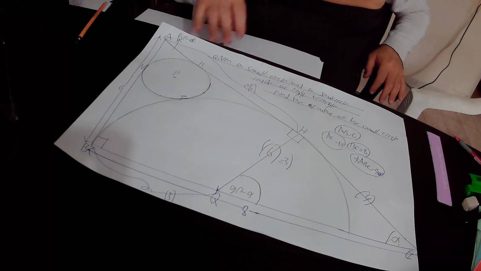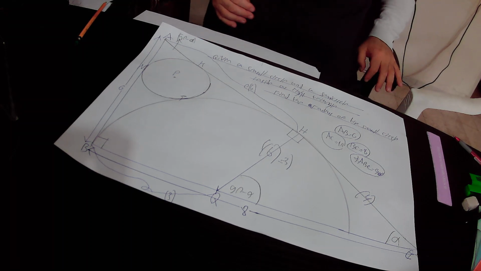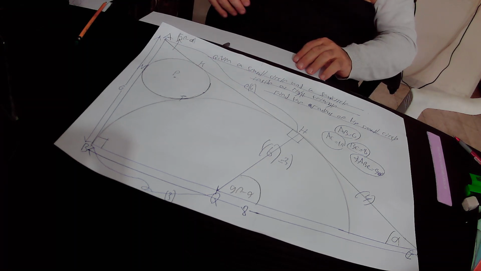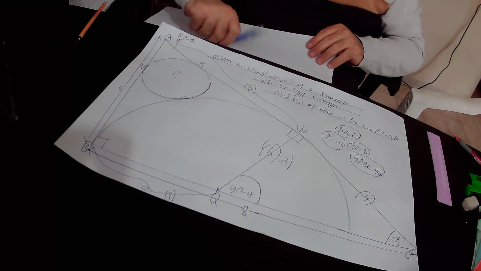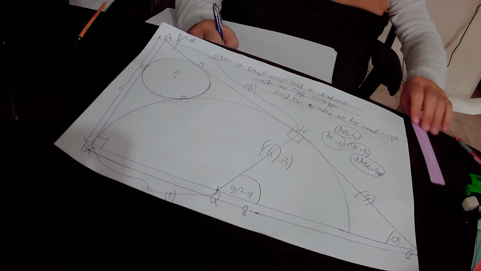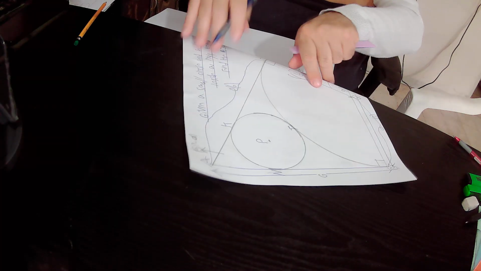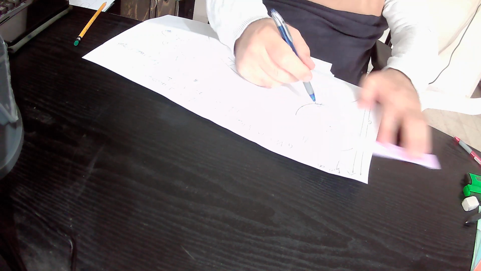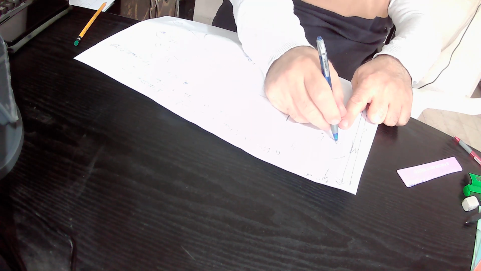In the next step, we will join points P and N together by a straight line. PN is of course the radius of this small circle, that is the radius that we are looking for in this question. So we will define the radius of this small semicircle as A. So PN equals A.